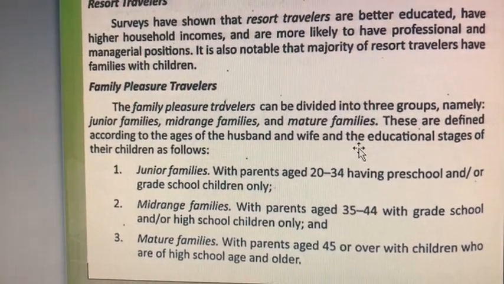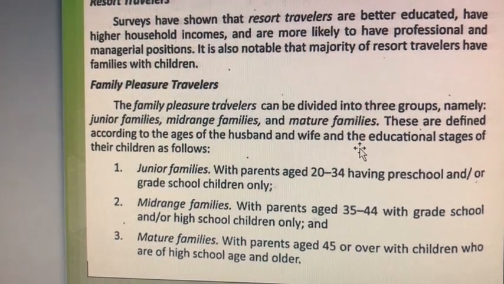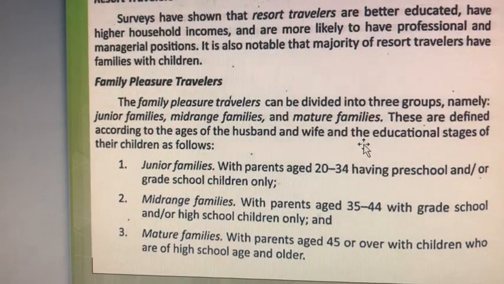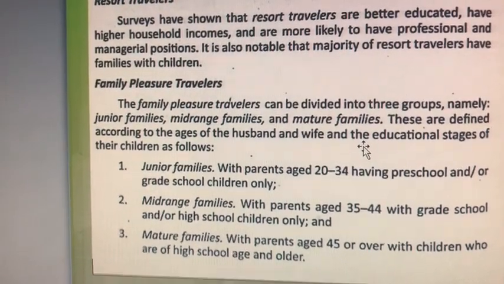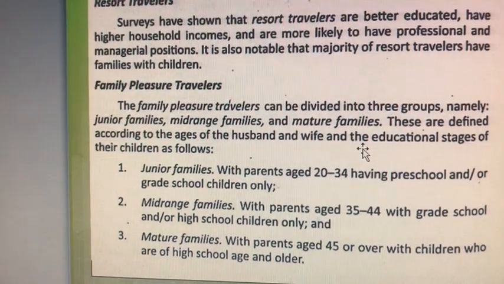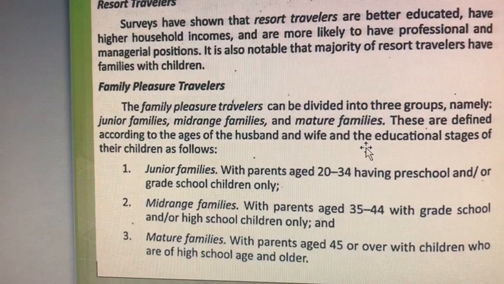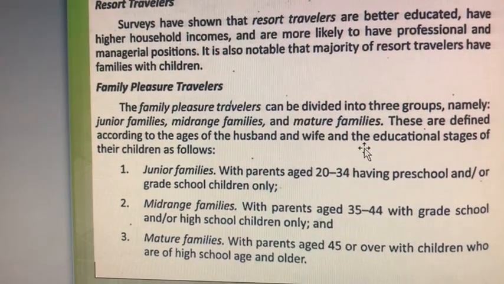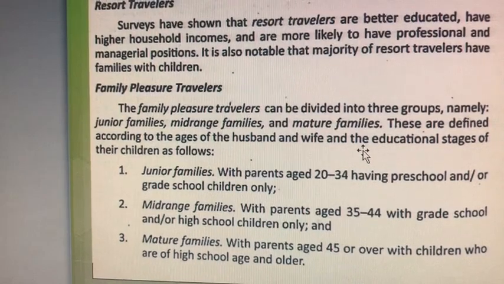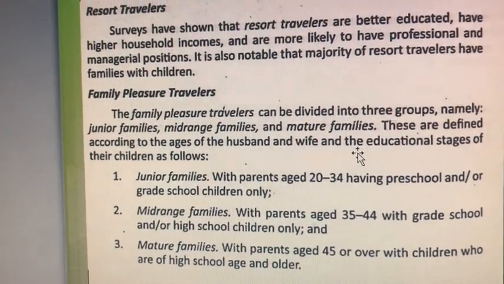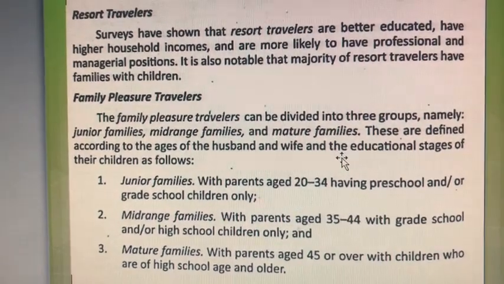And for mature families naman, these are with parents age 45 or over with children who are of high school age and older. Okay, so siguro tayo, we belong to mature families. Di ba? Kasi malalaki na tayo, mga anak. So, you are already in college. Usually, siguro yung parents natin are aged 45 above na, no? Okay, so we belong to mature families, if that's the case.